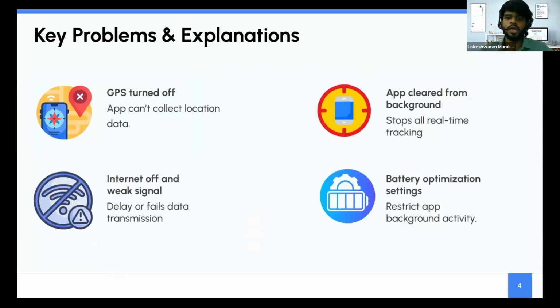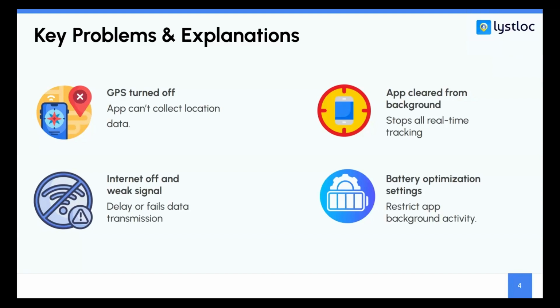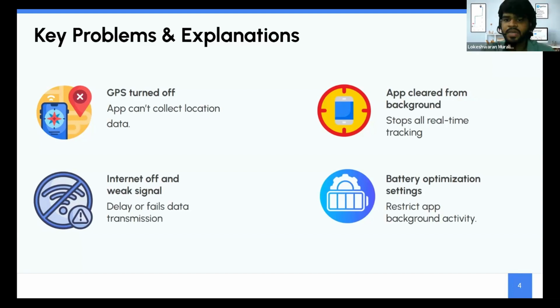Let me quickly move to the next slide. Now let's look at some of the common problems users face and why they happen. First and foremost, it is GPS turned off. If GPS is turned off, the app simply can't collect location data. That means attendance and live tracking won't work. So it is important that users always keep their GPS turned on while using this.